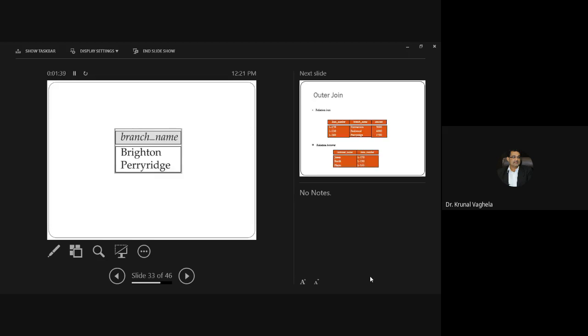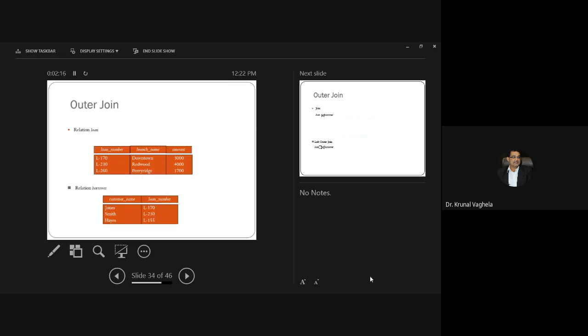Now, there are a few limitations of the join. To overcome these limitations, we have extensions of the join like left outer join, right outer join, and full outer join. Left, right, and full. To understand this, first we need to understand what the limitations of the join operation are. Then we can see this left, right, and full.